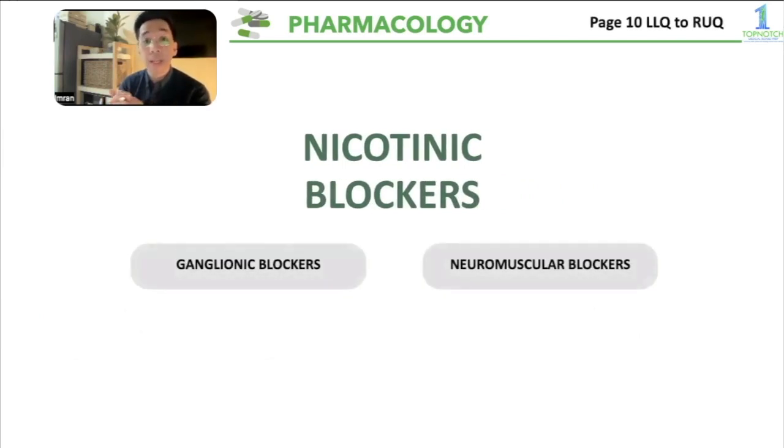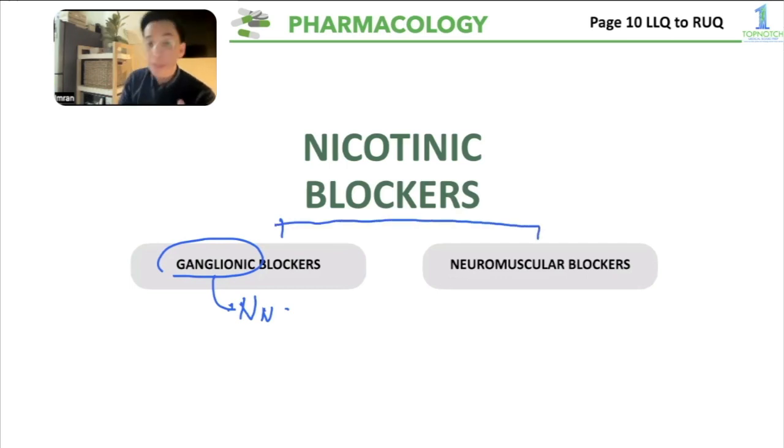Punta tayo sa nicotinic blockers. Again, review. Saan makikita ang nicotinic receptors? Both sa parasympathetic and sa sympathetic. Bakit? Saan nyo nga nakikita ang nicotinic neural receptors? Sa ganglion. Okay, sa ganglion. Kaya sila tinatawag na ganglionic blockers din. So that's one type of your nicotinic blocker. Mga ganglionic blocker and neuromuscular blocker.